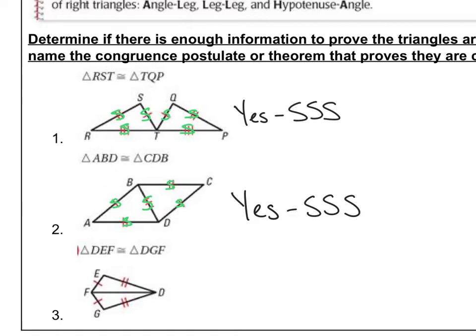Taking a look at number three, same sort of idea. Side, side. They have that overlapping side, giving them a third congruent side, meaning that we have side, side, side.